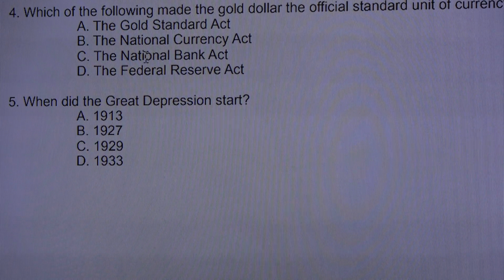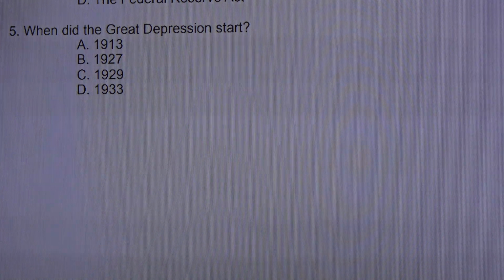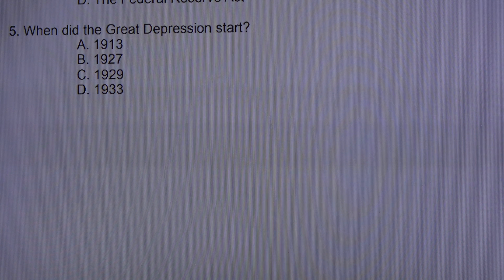Number four, which of the following made the gold dollar the official standard unit of currency? Was it the Gold Standard Act, the National Currency Act, the National Bank Act, or the Federal Reserve Act? And this is easy. It's the Gold Standard Act. The Gold Standard Act made the gold dollar the official standard unit of currency. And then number five, when did the Great Depression start? Was it 1913, 1927, 1929, or 1933? You should know the answer is 1929. It's when the stock market crashed and the Great Depression started.